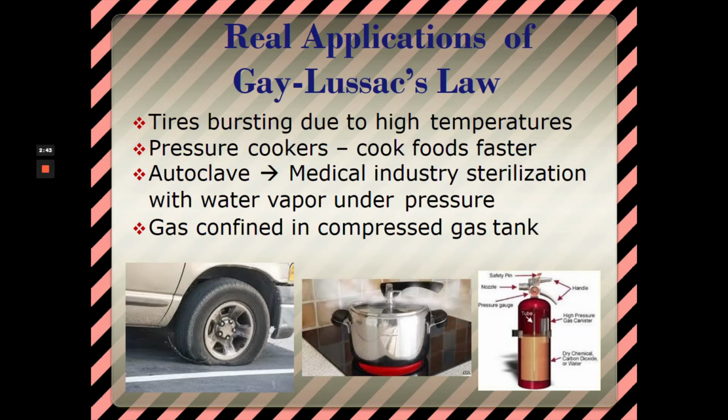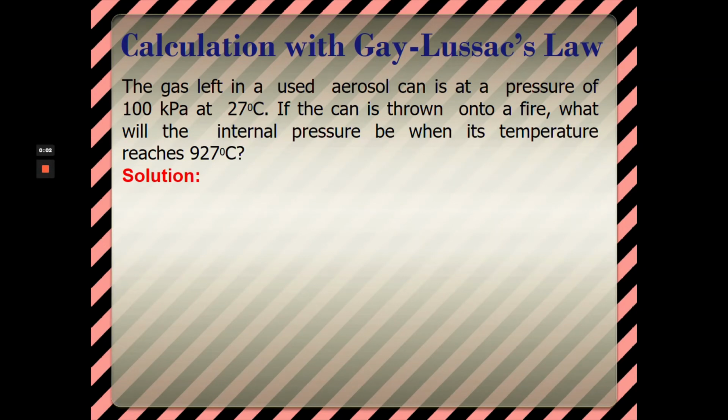Another example of Gay-Lussac's law is the application in the pressure cooker. We know that a pressure cooker is a sealed utensil for cooking food under steam pressure. When heat is applied, the water inside the cooker vaporizes and steam is produced. The trapped steam will cook the food faster. That's why it is important for you to release the steam first before you open up the pressure cooker. Now let's see the calculation with Gay-Lussac's law.